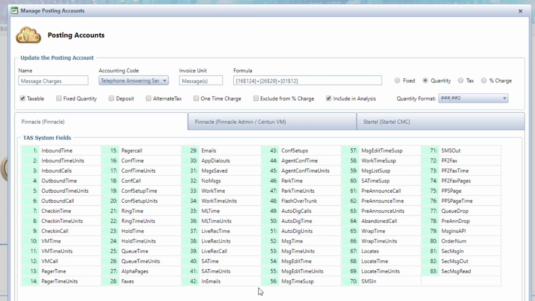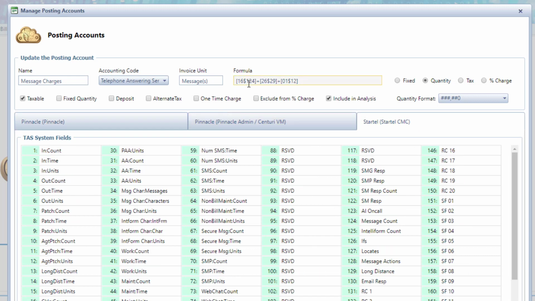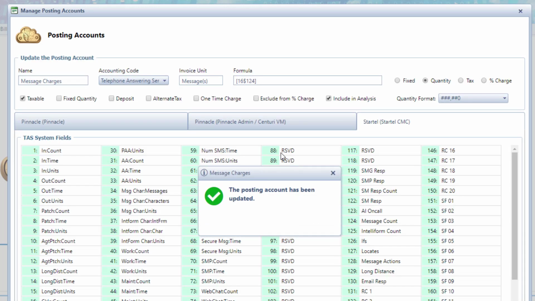The formula comes from your task data fields down below. Now in this case, we have field 124 from task system 16, which is the StarTel, and field 124 is the message count. Now when you want to set up these initially, let's assume these are blank, and we want to have our message charge be this field 124 message count. All you have to do is click on the field and drag it up into the formula, and there it goes. We can save changes.